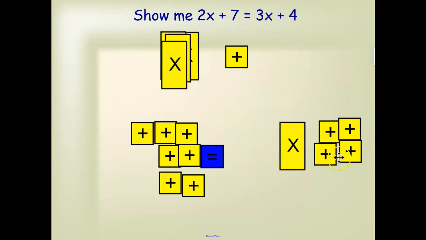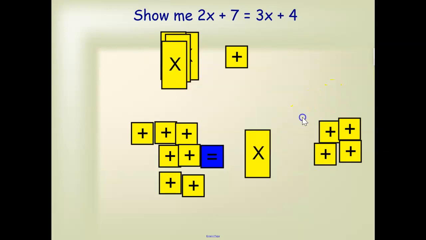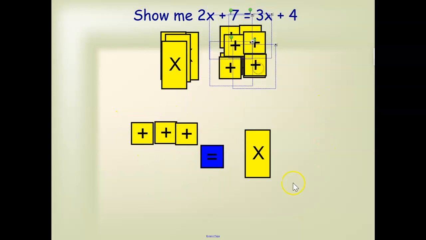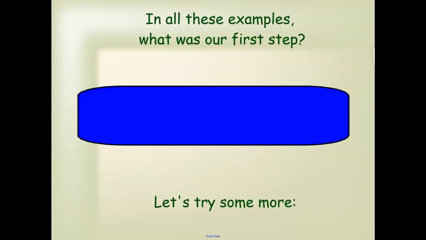And then I got myself a 1-step equation. I want to isolate my variable. I'm going to get rid of these 4 1s. Whatever I do on one side, I'm going to do on the other. So I'm going to get rid of these 4 1s, and I see that x equals 3.